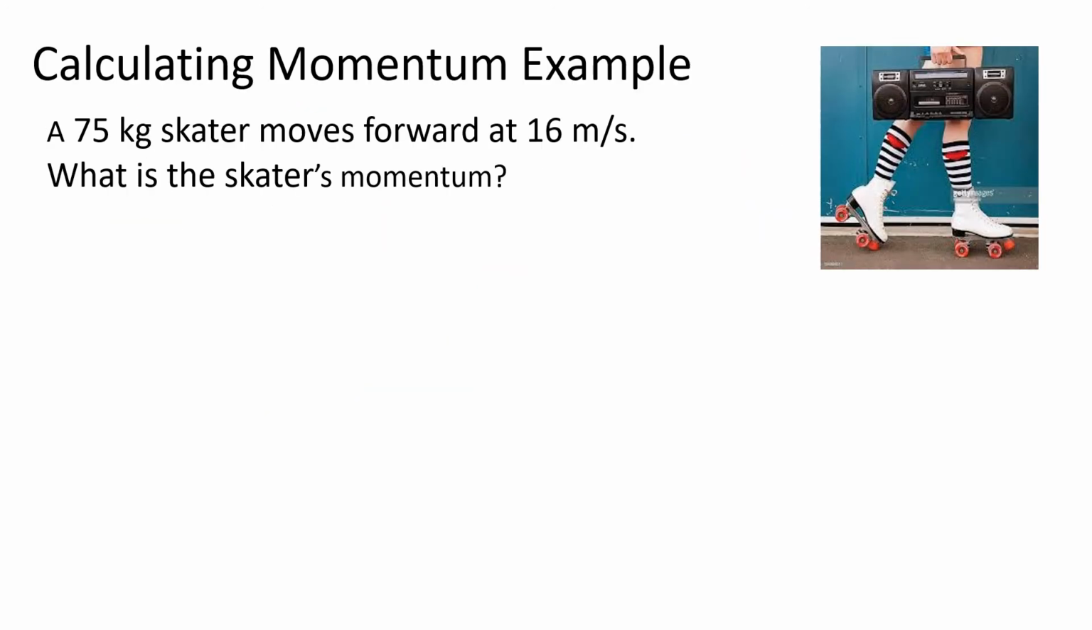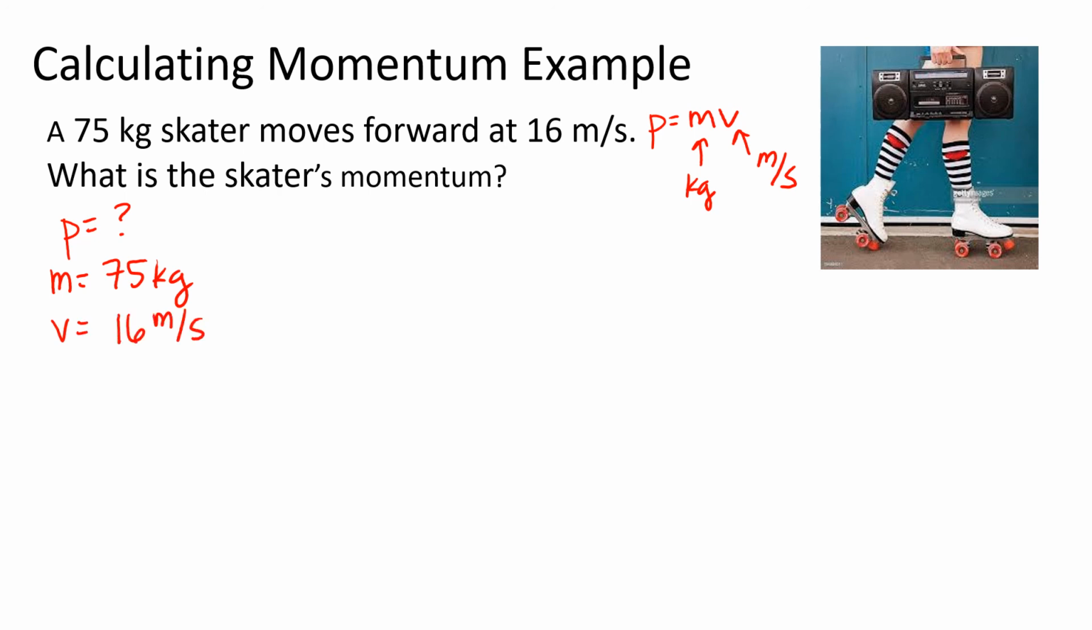So calculating momentum. Again, I'm just going to write our little equation up here as a reminder. Okay? And I'll go ahead and put that mass needs to be kilograms and velocity, just for us to remember now, is meters per second. So a 75 kilogram skater moves forward at 16 meters per second. What is the skater's momentum? So it's asking us to solve for momentum. It's giving us a mass of 75 kilograms. And we have a velocity of 16 meters per second.